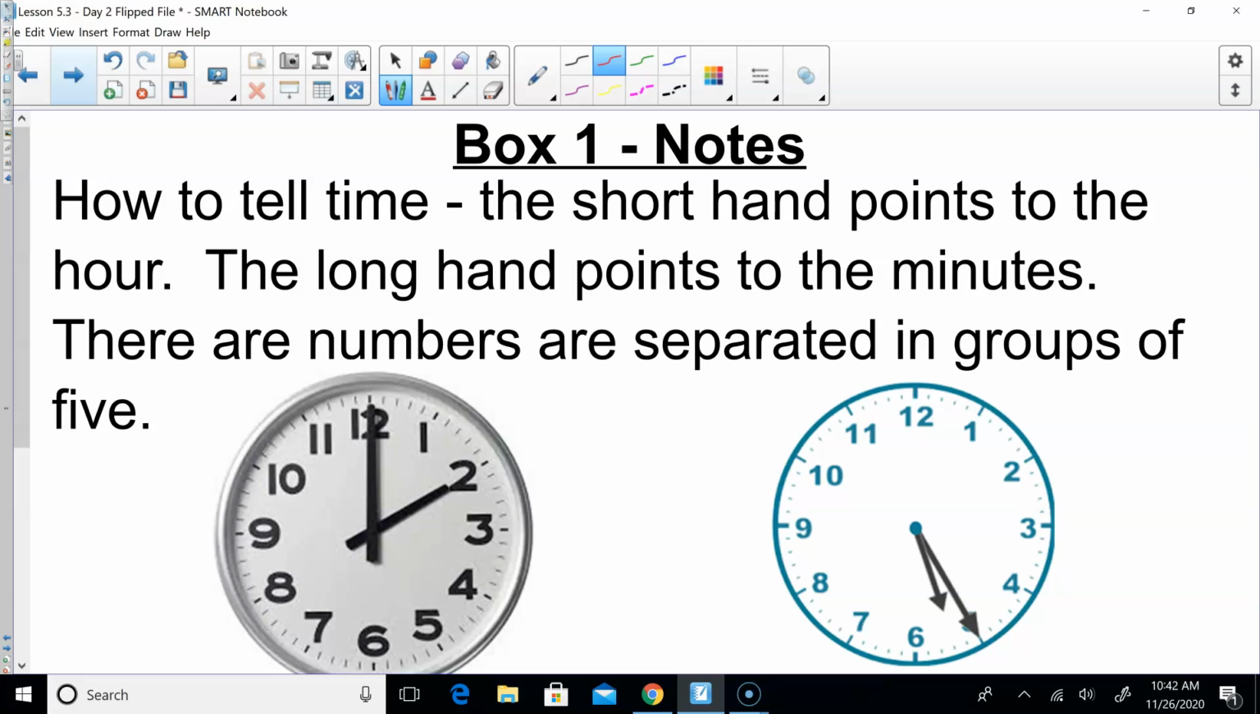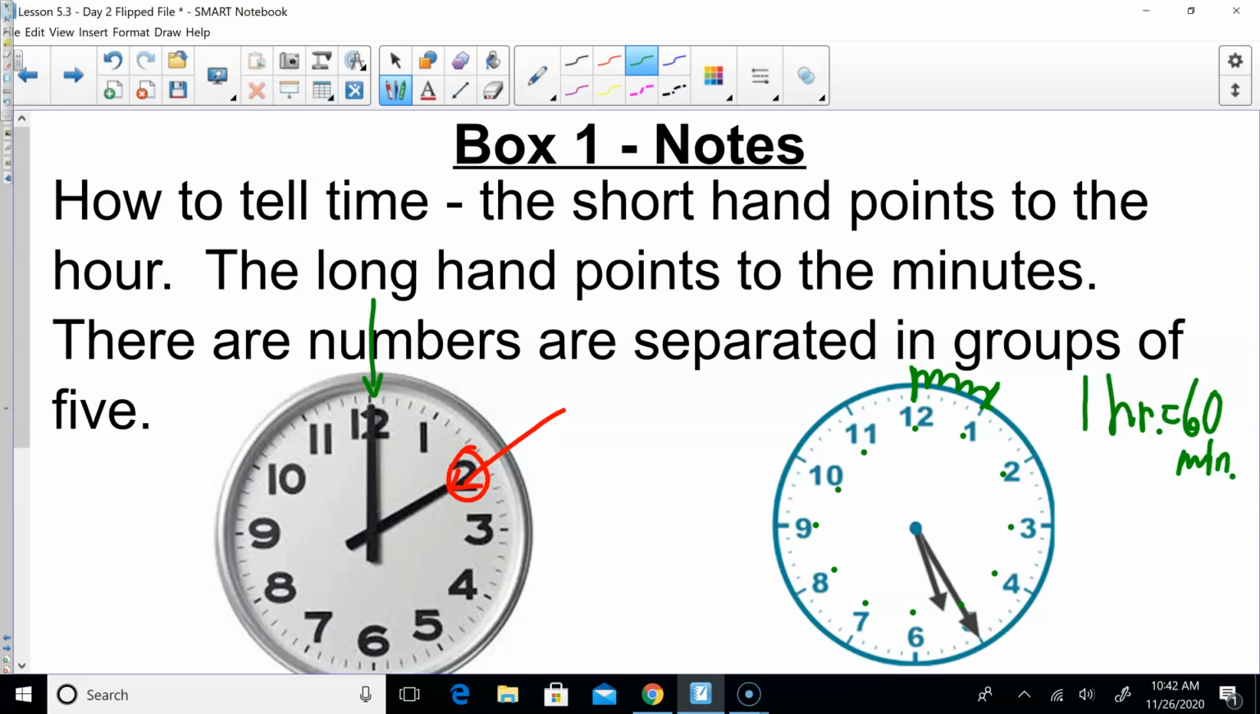So how to tell time? The shorthand points to the hour. Notice there are two hands on the clock. This right here refers to the shorthand, which means it's pointing at the 2, so it would be 2 o'clock. The longhand points to the number of minutes. Here's the longer of the two hands. The numbers are separated in groups of 5. Notice between this 12 and this 1, there are 1, 2, 3, 4, 5 minutes on the clock. If we count, we get 5, 10, 15, 20, 25, 30, 35, 40, 45, 50, 55, 60, which shows us that 1 hour equals 60 minutes.